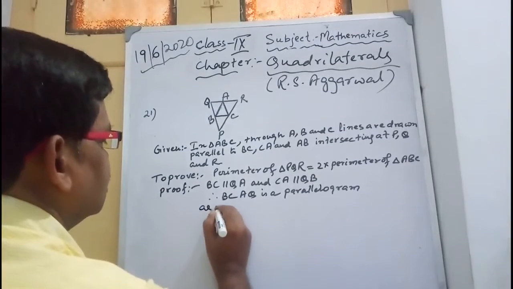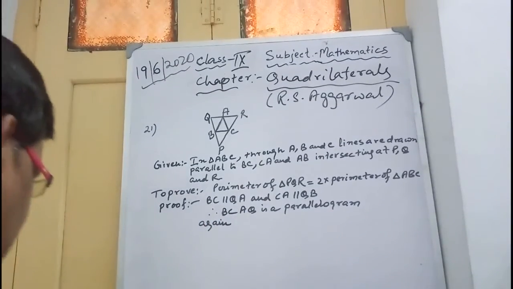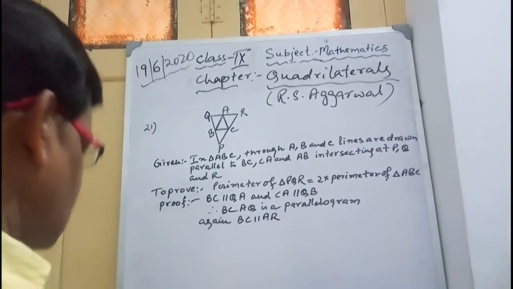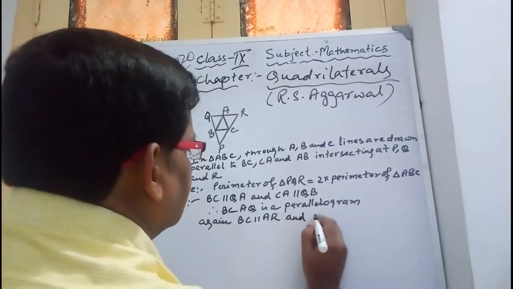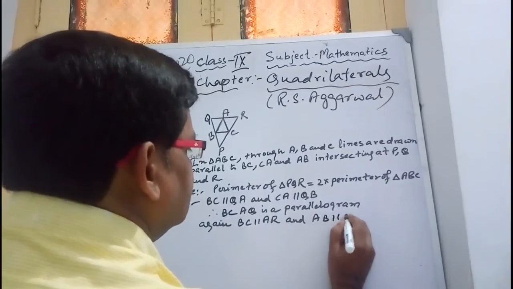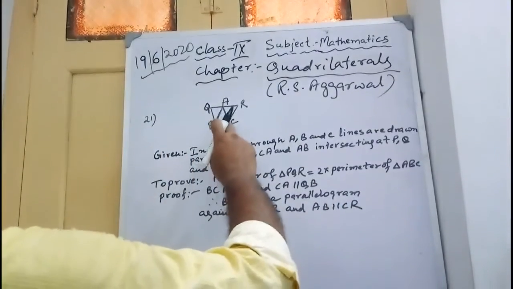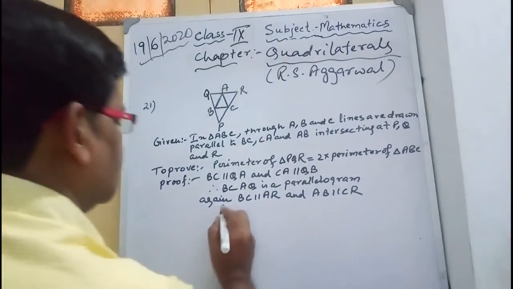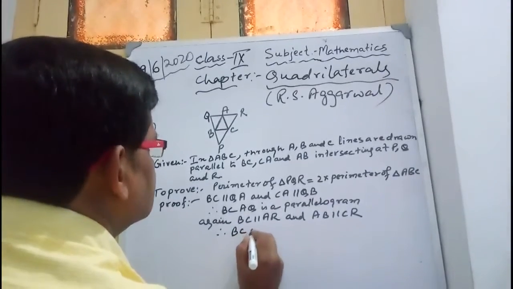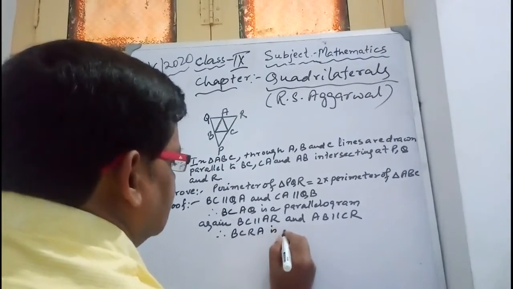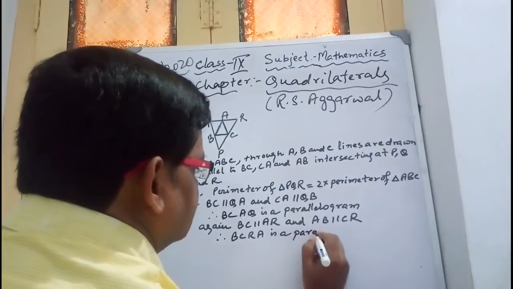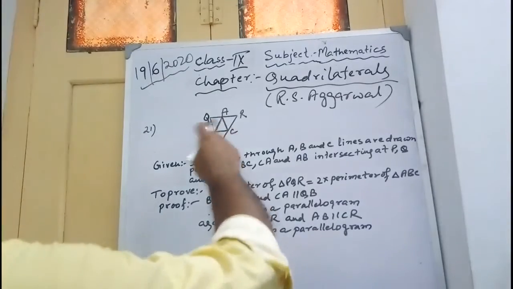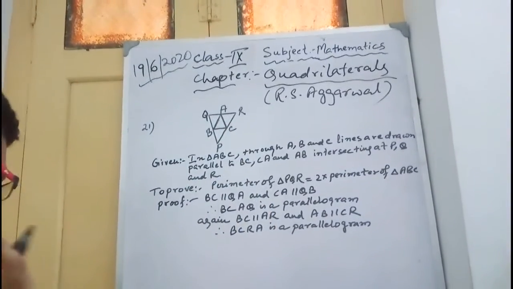Again, BC parallel to AR and AB parallel to CR. This BC is parallel to AR and AB is parallel to CR. Therefore, BCRA is a parallelogram. Now this figure becomes a parallelogram.